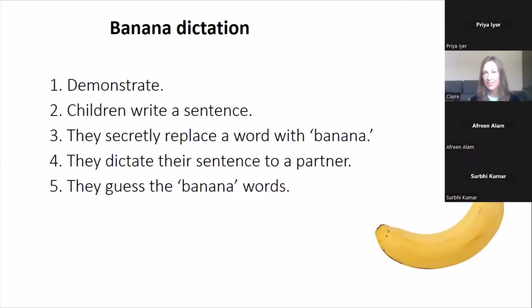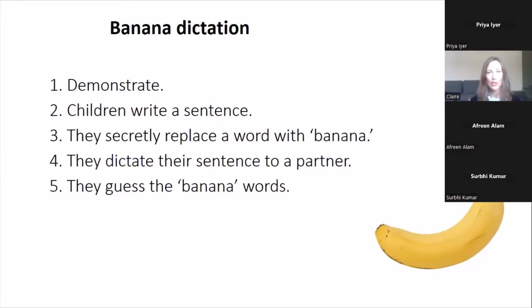So in this class, my students might write another sentence about baby animals. Then in pairs, they would take it in turns to dictate their sentence using the word banana in place of one of the words, and then together they would guess the banana words. So again, here they're speaking together, lots of speaking, listening very carefully, making sure they've understood, and then guessing those words too.